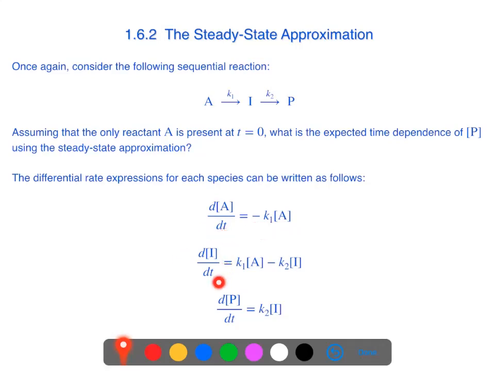Again, we have the differential rate expression for the intermediate I, and it has both the decay from A to I, as well as the transformation of the decay of I to P. And so the two terms we use to express those two steps are k1[A] and, because I is being consumed, a minus k2[I]. And then finally, we have our expression for product formation, which is k2 times the intermediate concentration.